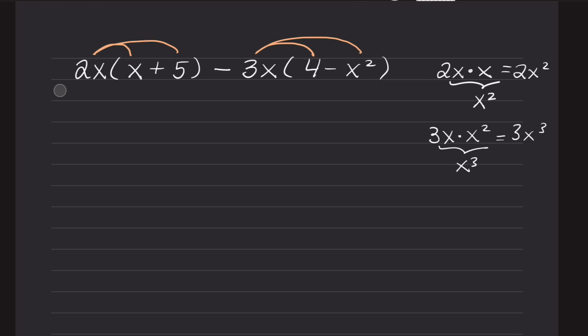So for this first one, we have 2x times x gives me a 2x squared. 2x times 5 gives me a 10x, so I just have one factor of x. Minus 3x times 4 gives me 12x, so I have minus 12x. Minus 3x times x squared gives me 3x cubed. I have a negative times a negative, so I have a plus 3x cubed.